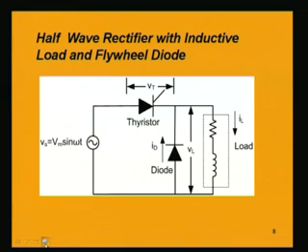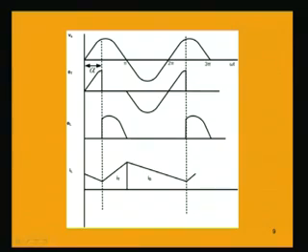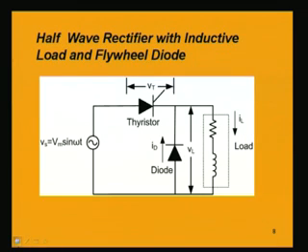So, in order to get rid of this negative voltage in the output, what we can do is that we can use a diode which is known as a flywheel diode, which will prevent the voltage across the load from becoming negative. So, how does it do so?